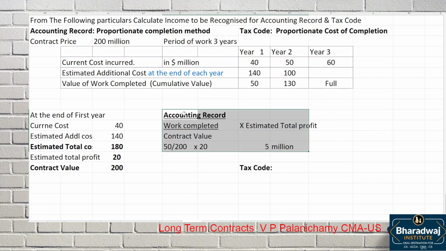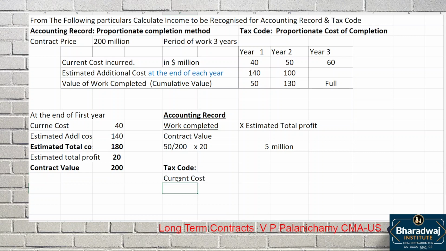Tax code, they go by their own method. What is the tax code method? They go by current cost divided by estimated total cost, into estimated total profit. So what is the current cost? 40 million divided by estimated total cost 180 million, into estimated total profit 20 million.